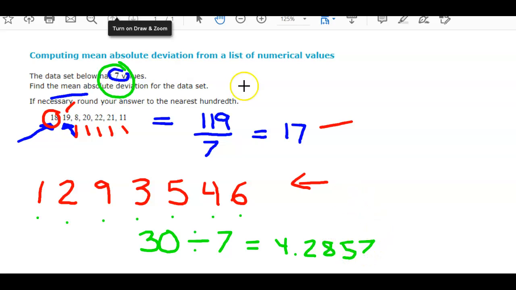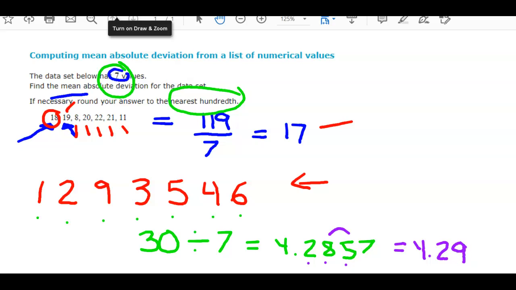Now the instructions here are asking me to round to the nearest hundredths. So let's round that to the nearest hundredths. This is going to be the tenths. This is going to be the hundredths spot, and this is a 5. So we're going to take this 5 and round up, and this is going to become a 9. So we're going to have 4.29.